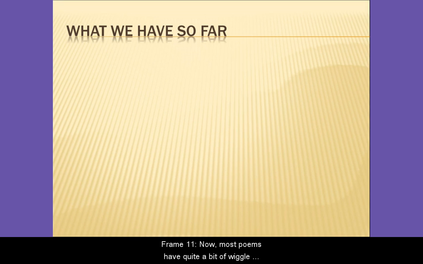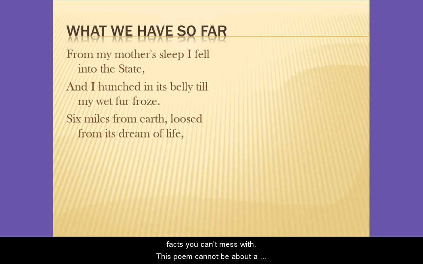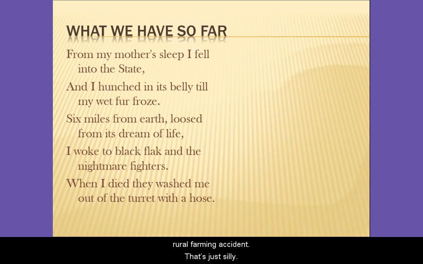Now most poems have quite a bit of wiggle room for interpretation, but they all have a couple basic facts you can't mess with. This poem cannot be about a rural farming accident. That's just silly. We don't have to consider the author's intent necessarily, but if the author makes a point of making a reference obvious, we have to oblige them in our analysis. So here are the facts.